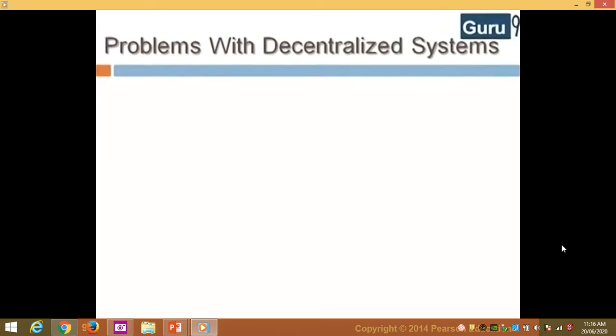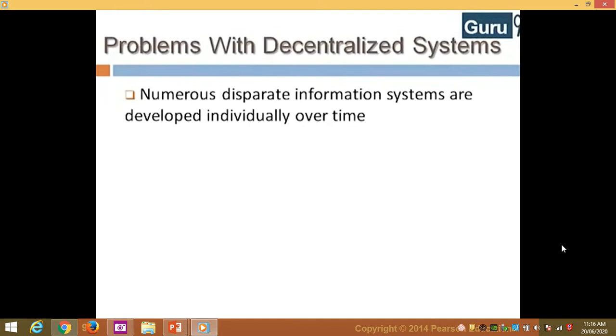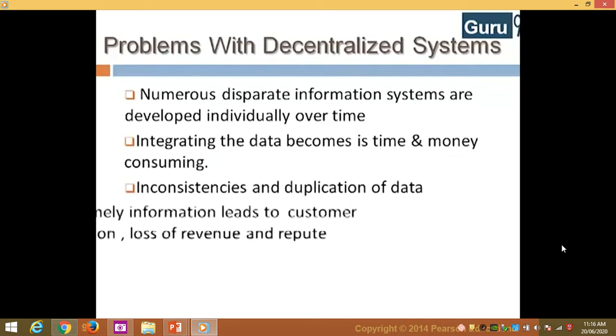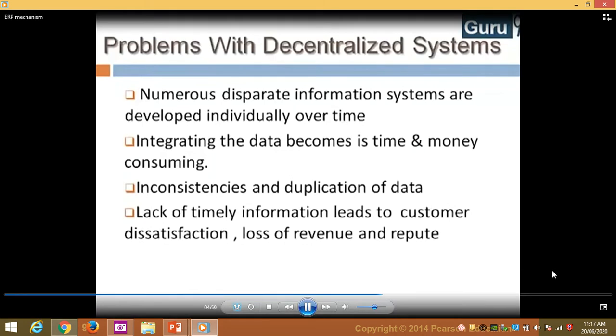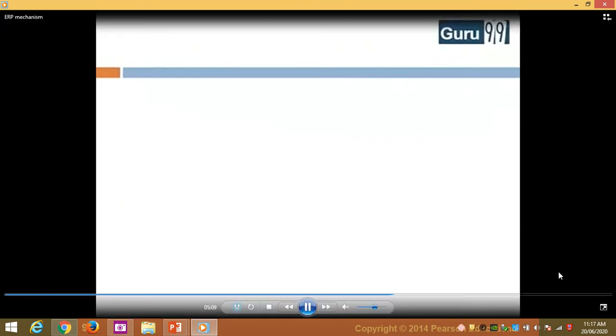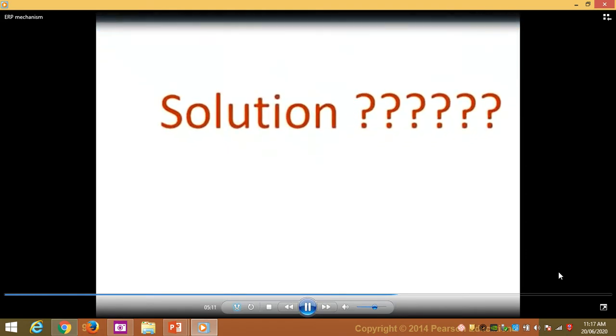Some major problems with the decentralized system are numerous disparate information systems that are developed individually over time and are difficult to maintain. Integrating the data is time and money consuming. Inconsistencies and duplication of data. Lack of timely information leads to customer dissatisfaction, loss of revenue, and reputation. High inventory, material, and human resource costs. These are just some of the major drawbacks for which we need a solution.